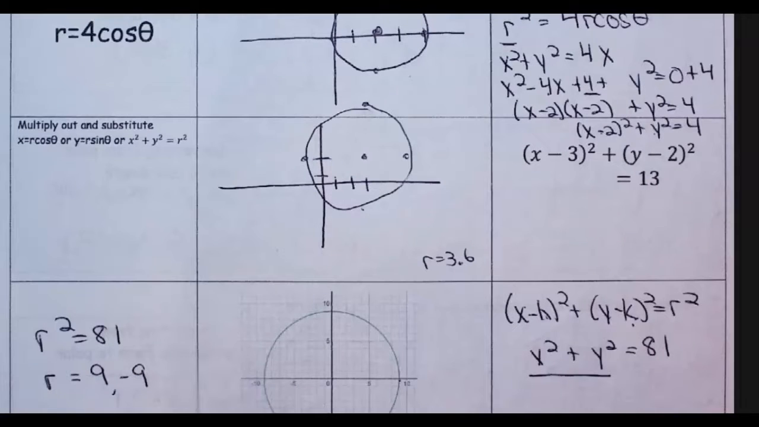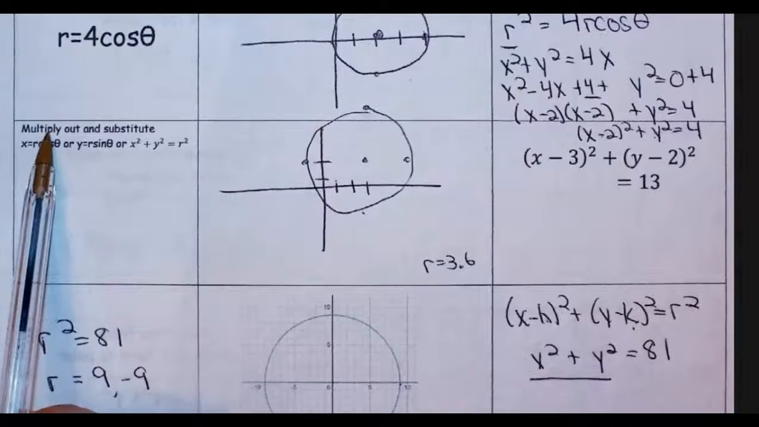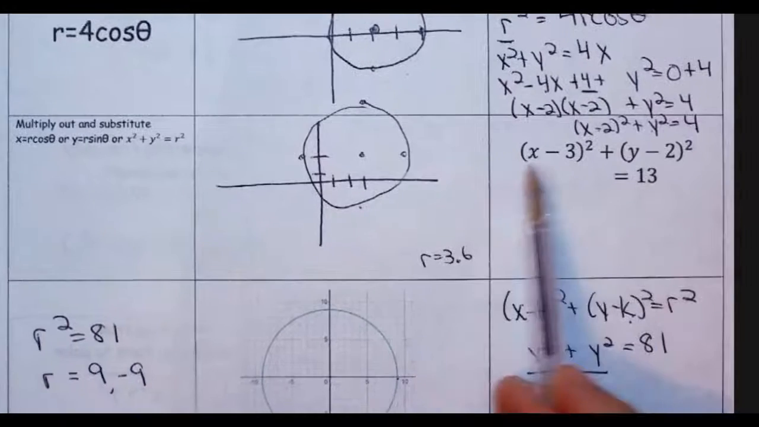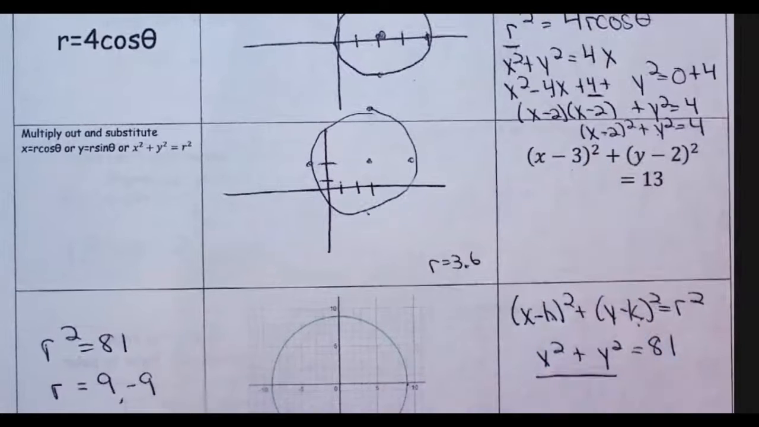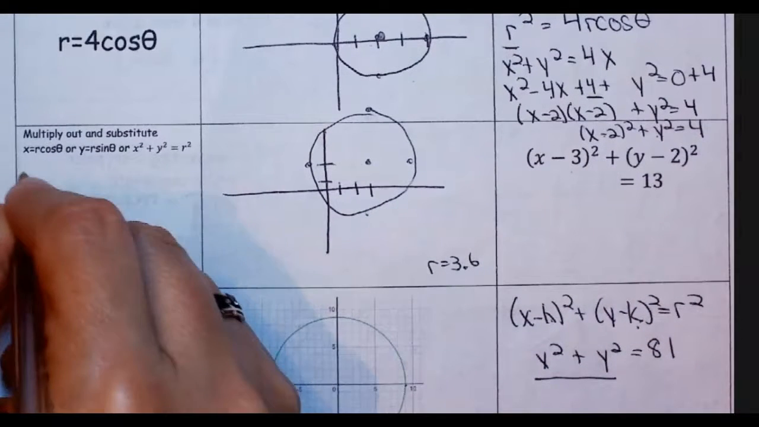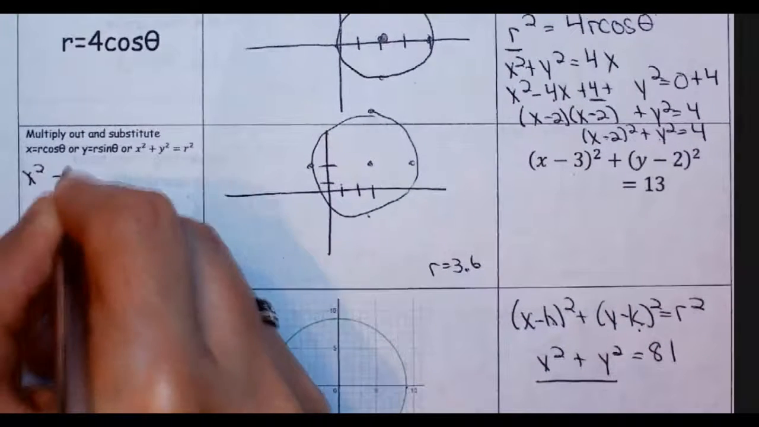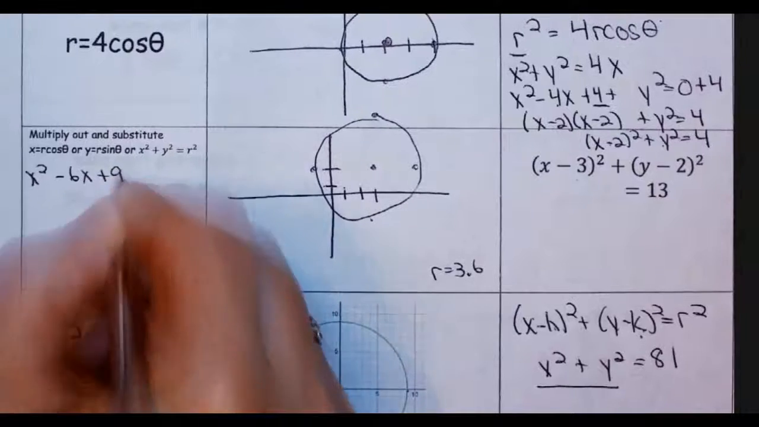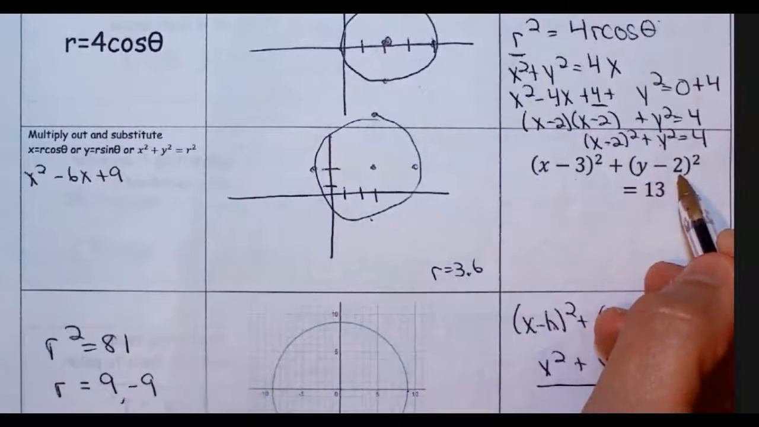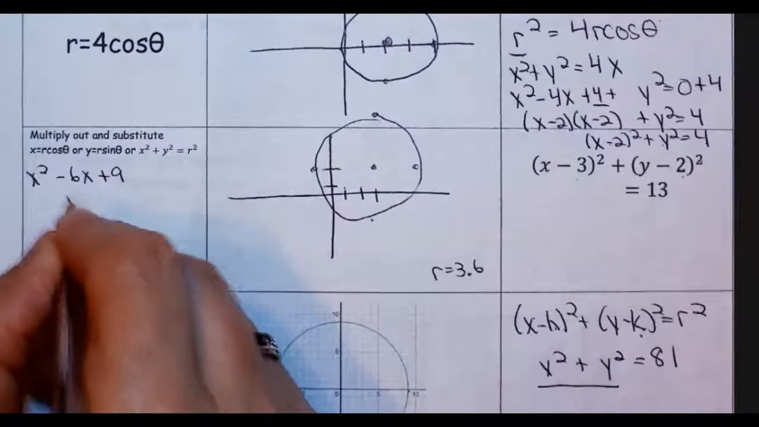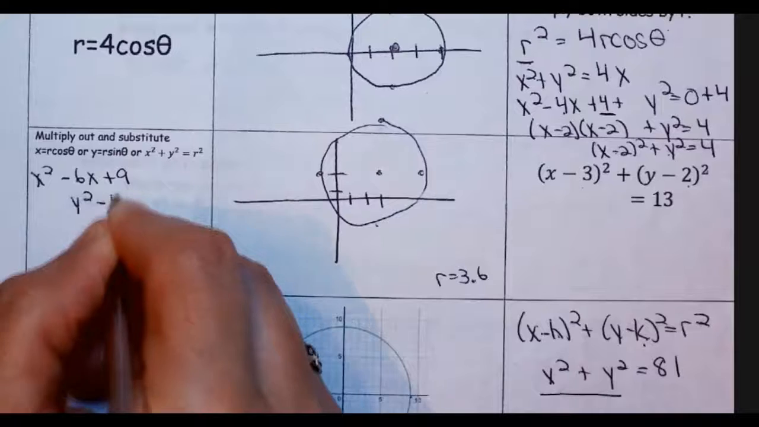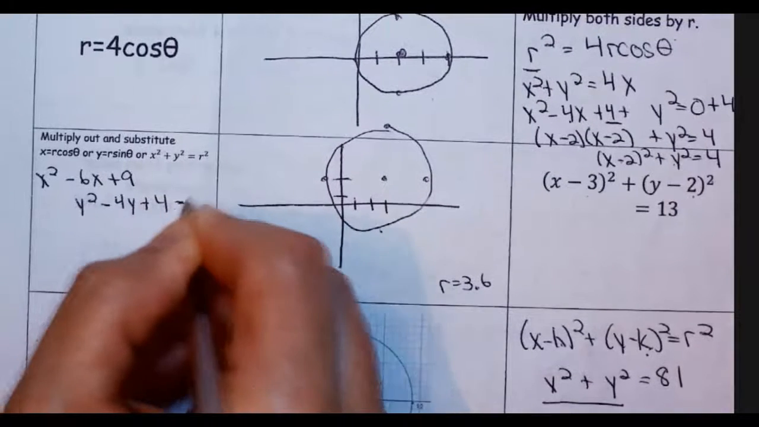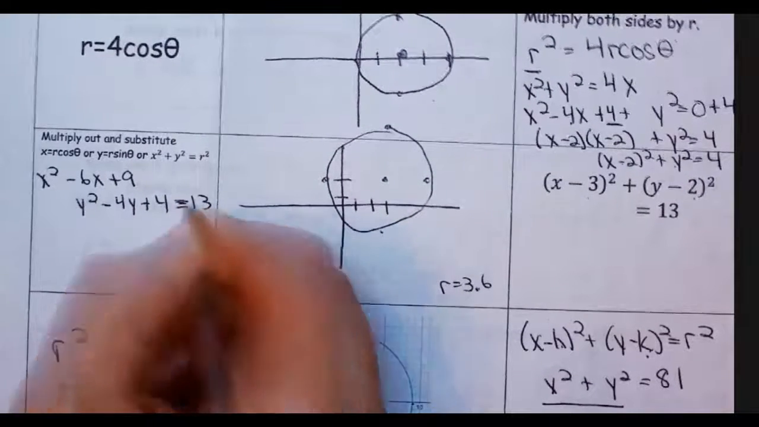We left this one for last because getting it to polar form is going to be more difficult. First thing, you want to multiply out and substitute. So I want to take (x minus 3) squared. I think we can do that in our head. We would get x squared minus 6x plus 9. I'm going to take (y minus 2) and square that. That would be y squared minus 4y plus 4 is equal to 13.